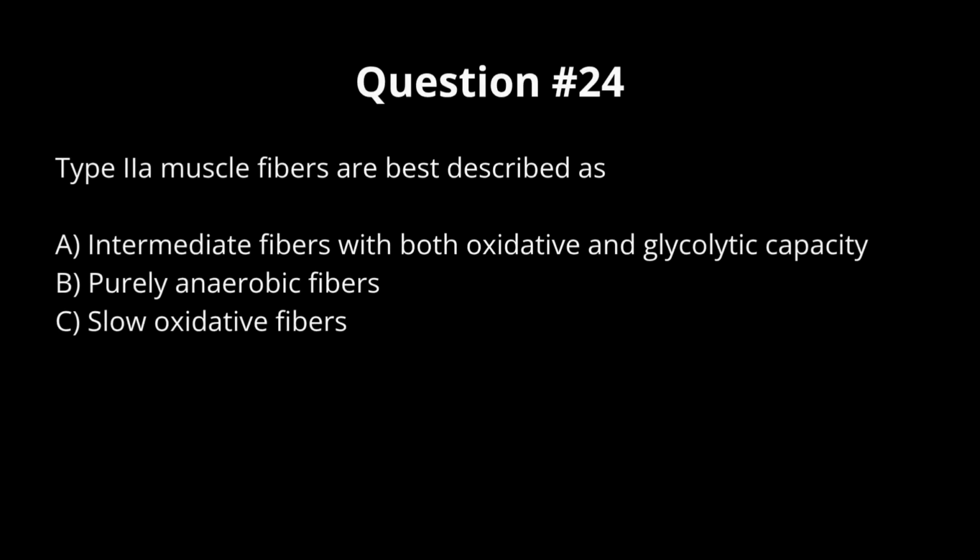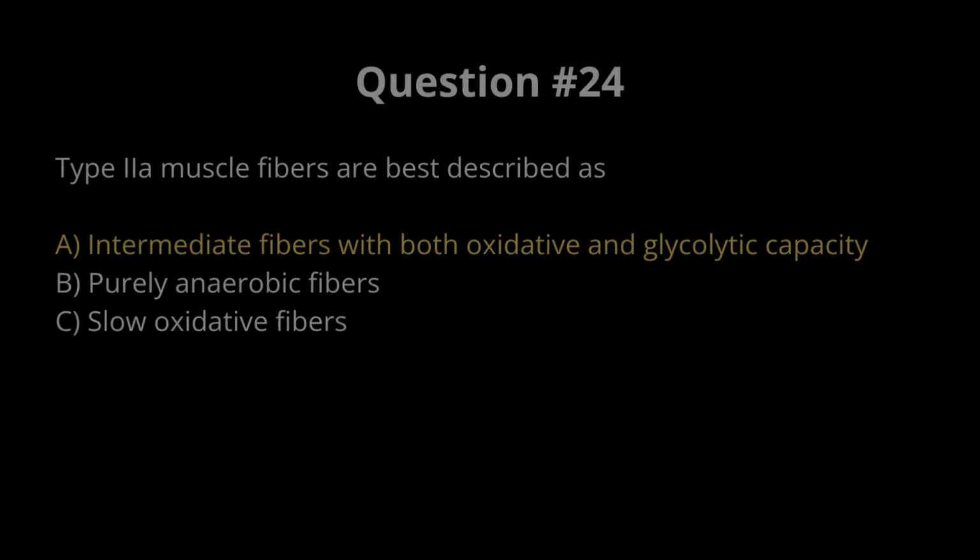Question number 24. Type 2A muscle fibers are best described as: A. Intermediate fibers with both oxidative and glycolytic capacity, B. Purely anaerobic fibers, C. Slow oxidative fibers. The correct answer is A. Type 2A muscle fibers are best described as intermediate fibers with both oxidative and glycolytic capacity.